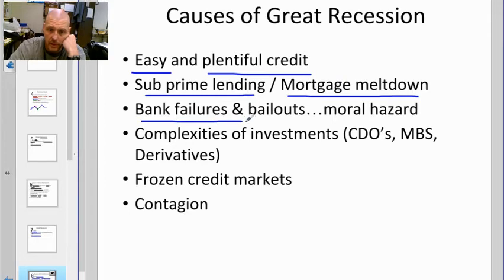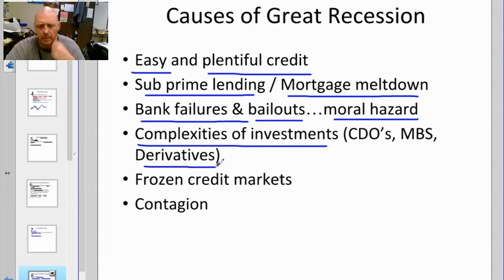You had some bank failures and, unfortunately, some government bailout, which creates the idea of something called moral hazard. We had some very complex investment options. If we were in class, we'd maybe take some time and look at what these are. We'll probably touch on them a little bit in chapter 16. And again, our credit markets were frozen. People really weren't borrowing a lot of money. Thinking in the Keynesian viewpoint, the government stepped in and provided some stimulus and some bailout packages for some very big businesses to make sure they were not going to fail.